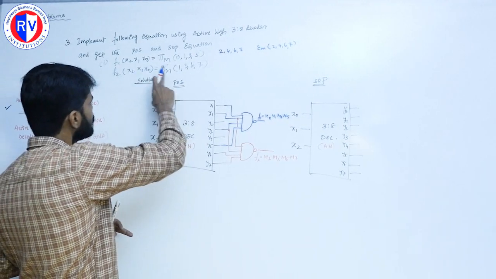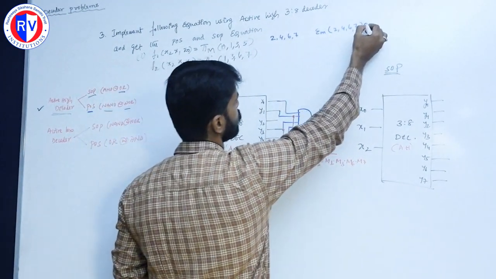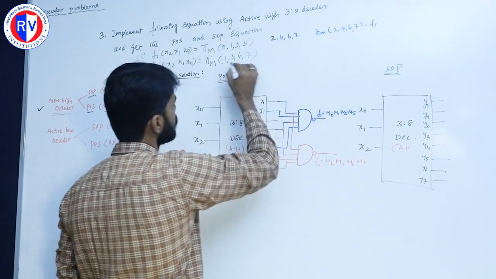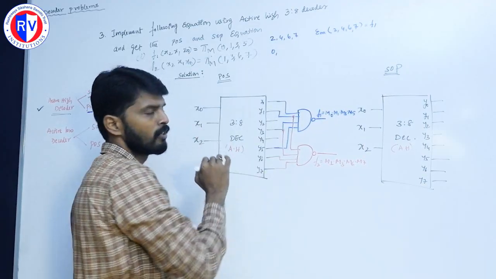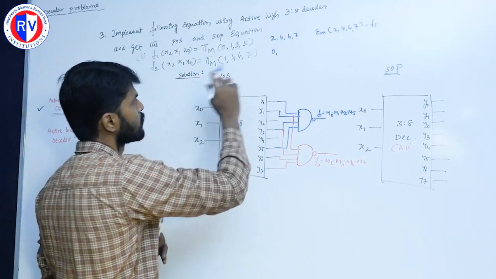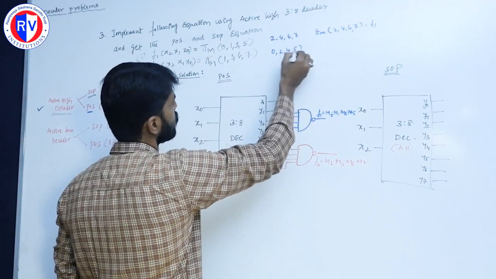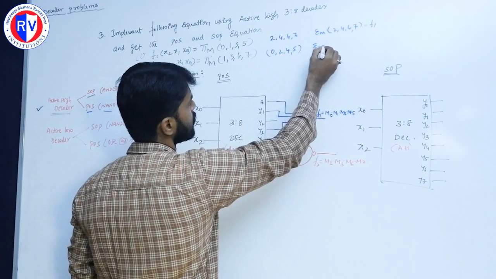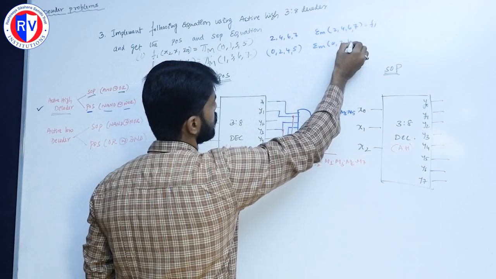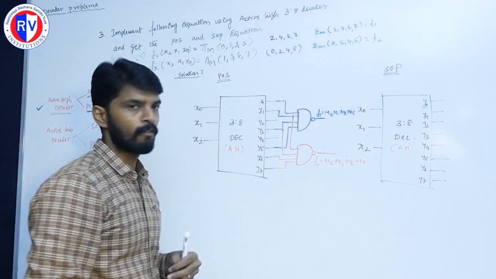Similarly, in the second equation also, whichever terms do not come across, this is for F1 realization. In this case, 0 is not there. So whichever term is not there belongs to SOP. 0 not there, 2 not there, 4 not there, 5 not there. So that comes under the second function. With the help of this function, we will realize.